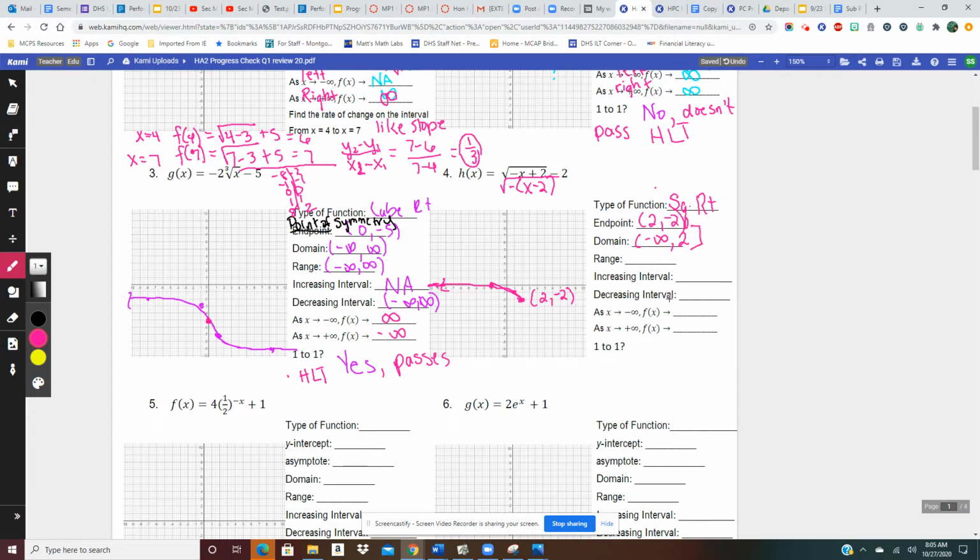My range is the lowest to the highest. So my lowest y value is right here at negative 2. And then even though it's going to the left, you're looking at up and down. It's going to keep going up. So it goes to infinity.